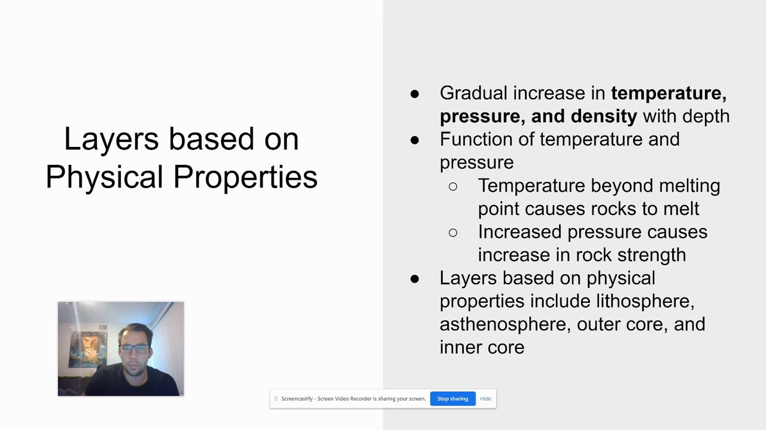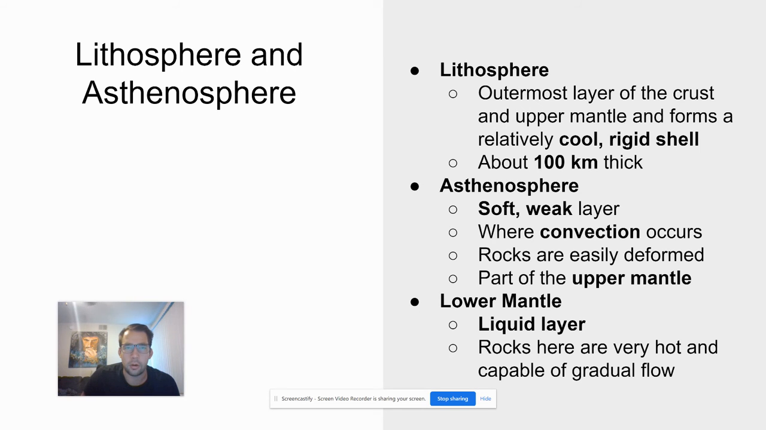The layers based on physical properties are going to include the lithosphere, the asthenosphere, outer core, and inner core. So the lithosphere is made up of the crust and part of the upper mantle, and it forms a cool, rigid shell. The asthenosphere is going to be a soft, weak layer. This is where convection is going to occur. Convection is a form of heat transfer that causes tectonic plate movement. That's going to be very important when it comes to how our continents came to be where they are at this point. The asthenosphere is made up of part of the upper mantle, but also a lot of the lower mantle.